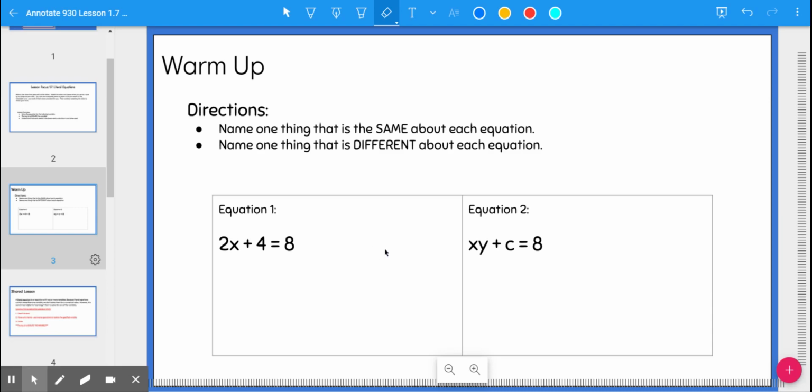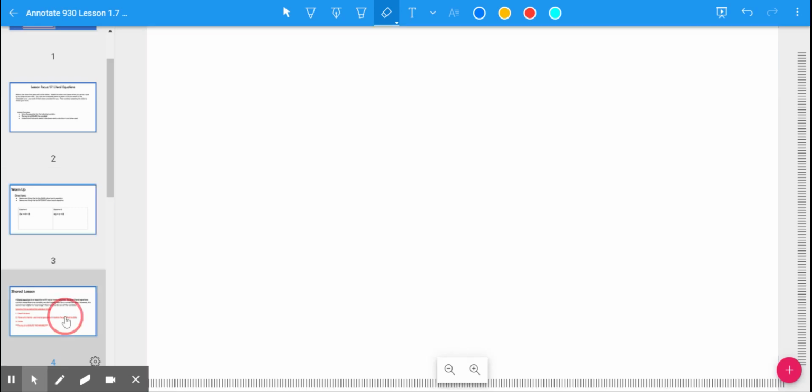Okay, so for one thing that is the same about each equation, you could have said that they are both equal to 8, or they both have a variable x in their equation. Name one thing that is different about each equation. Equation number 1 only has one variable, or you can actually solve for x for a numerical value. Or you could have said, looking at equation number 2, it has 3 variables and not just one. So now we're going to move on to slide number 4.